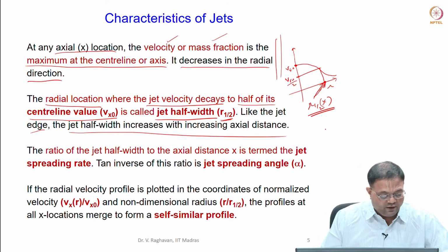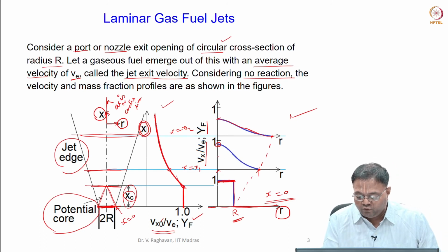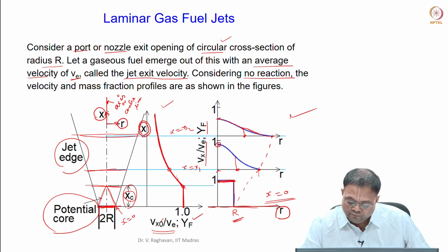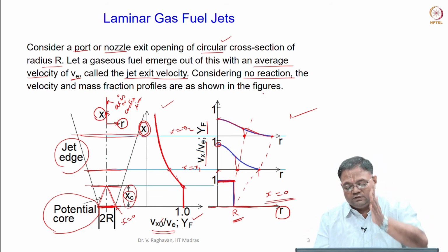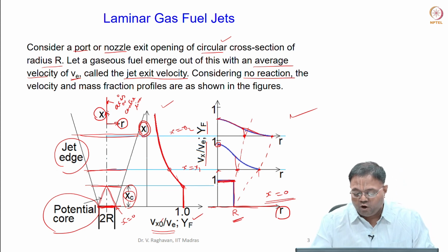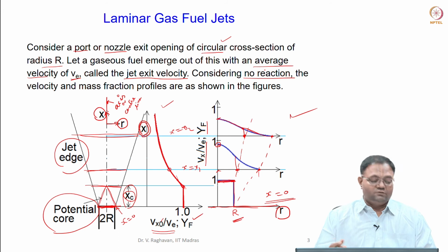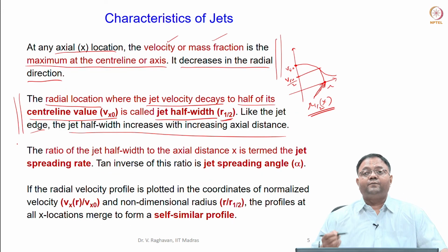You can see here at this location, say x equal to x1, the half value will be somewhere here, and at a larger x you go to somewhere here. So there is an increase in the jet half width. It also spreads: the jet half width increases with the axial distance, like the jet edge. The jet edge increases with the axial distance, and similarly the half width also increases with the axial distance. So that is another characteristic, the jet half width.